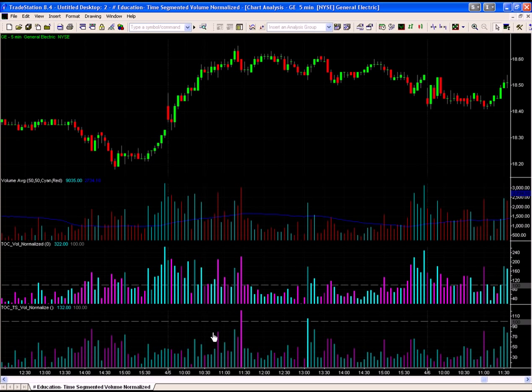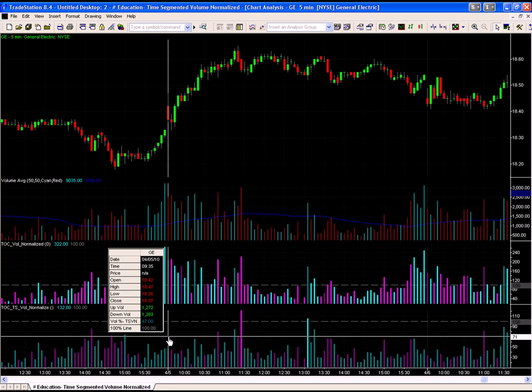It's actually only comparing that bar, like for example, this bar is the 9:35 bar. It's only looking at past bars that happened at 9:35. So you're getting a true reading of volume compared to the same time all the previous trading days. That's what time segmented volume is all about.